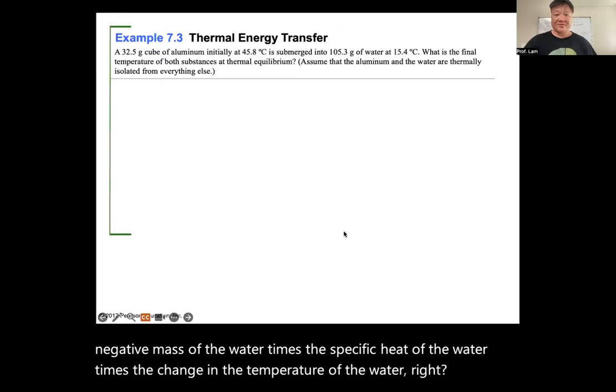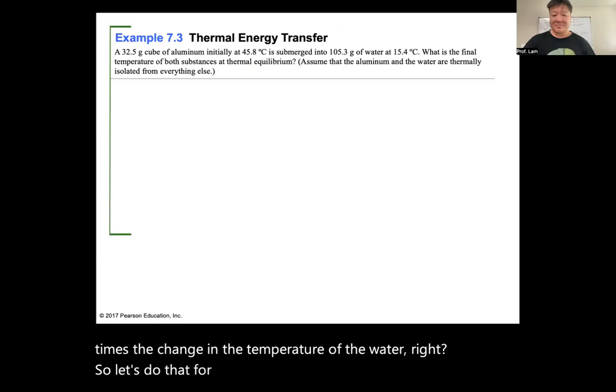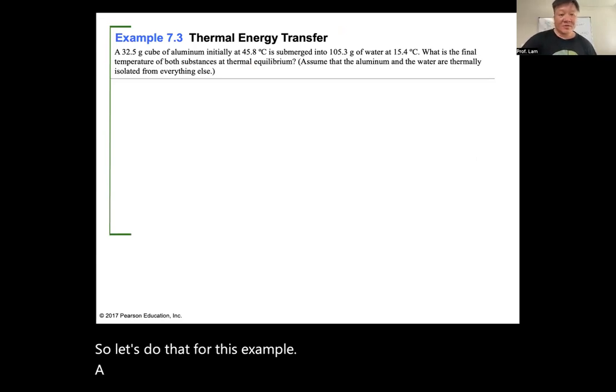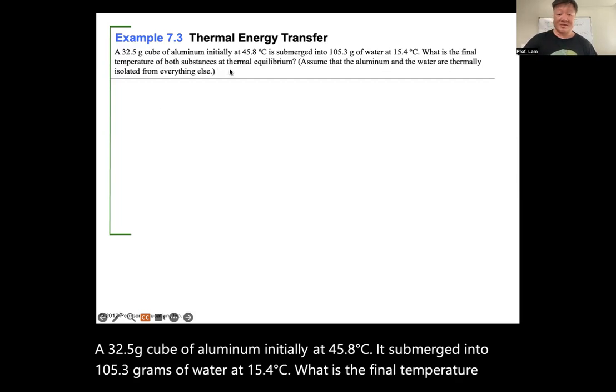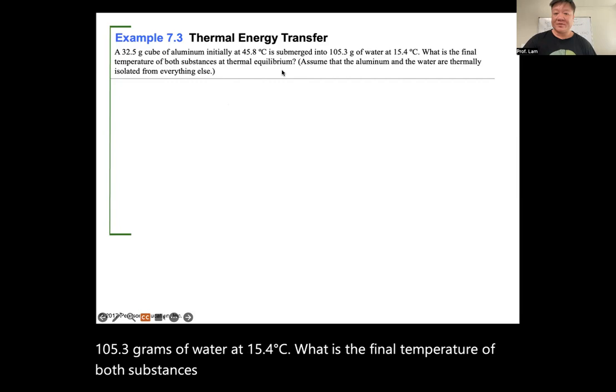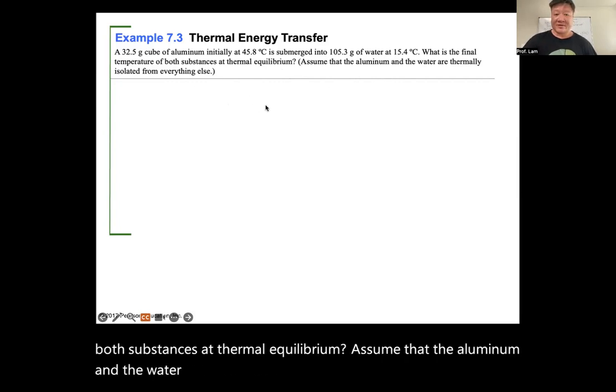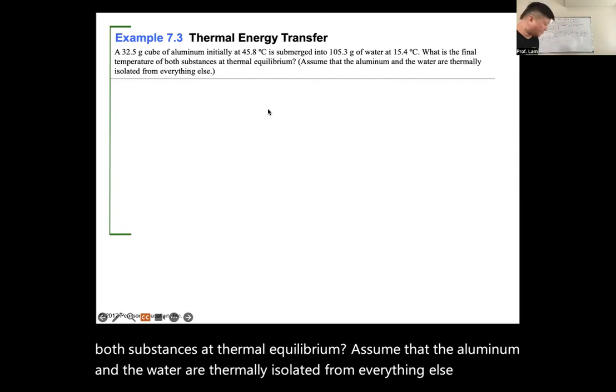So let's do that for this example. A 32.5 gram cube of aluminum, initially at 45.8 degrees Celsius, is submerged into 105.3 grams of water at 15.4 degrees Celsius. What is the final temperature of both substances at thermal equilibrium? Assume that the aluminum and the water are thermally isolated from everything else. Okay, so let me write this down.